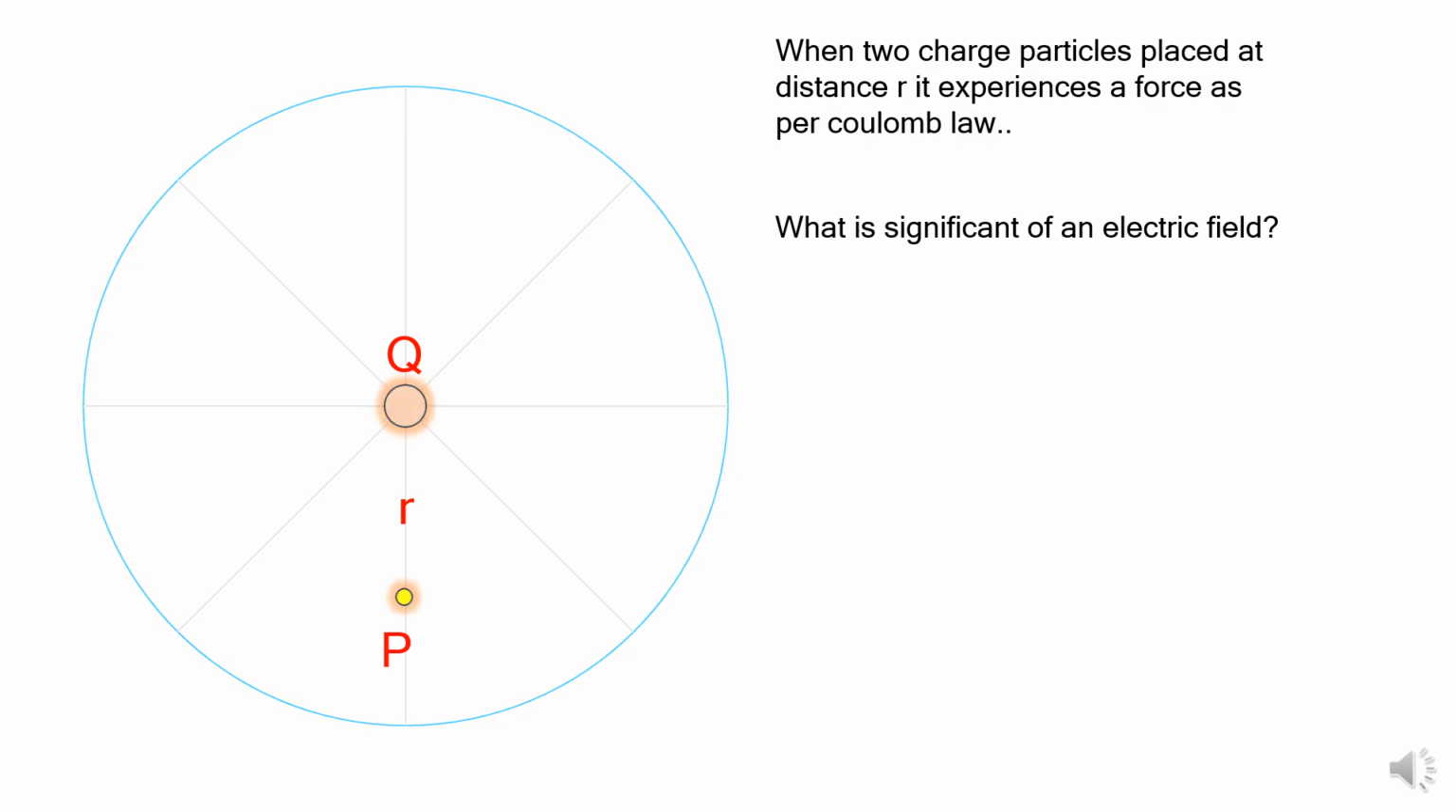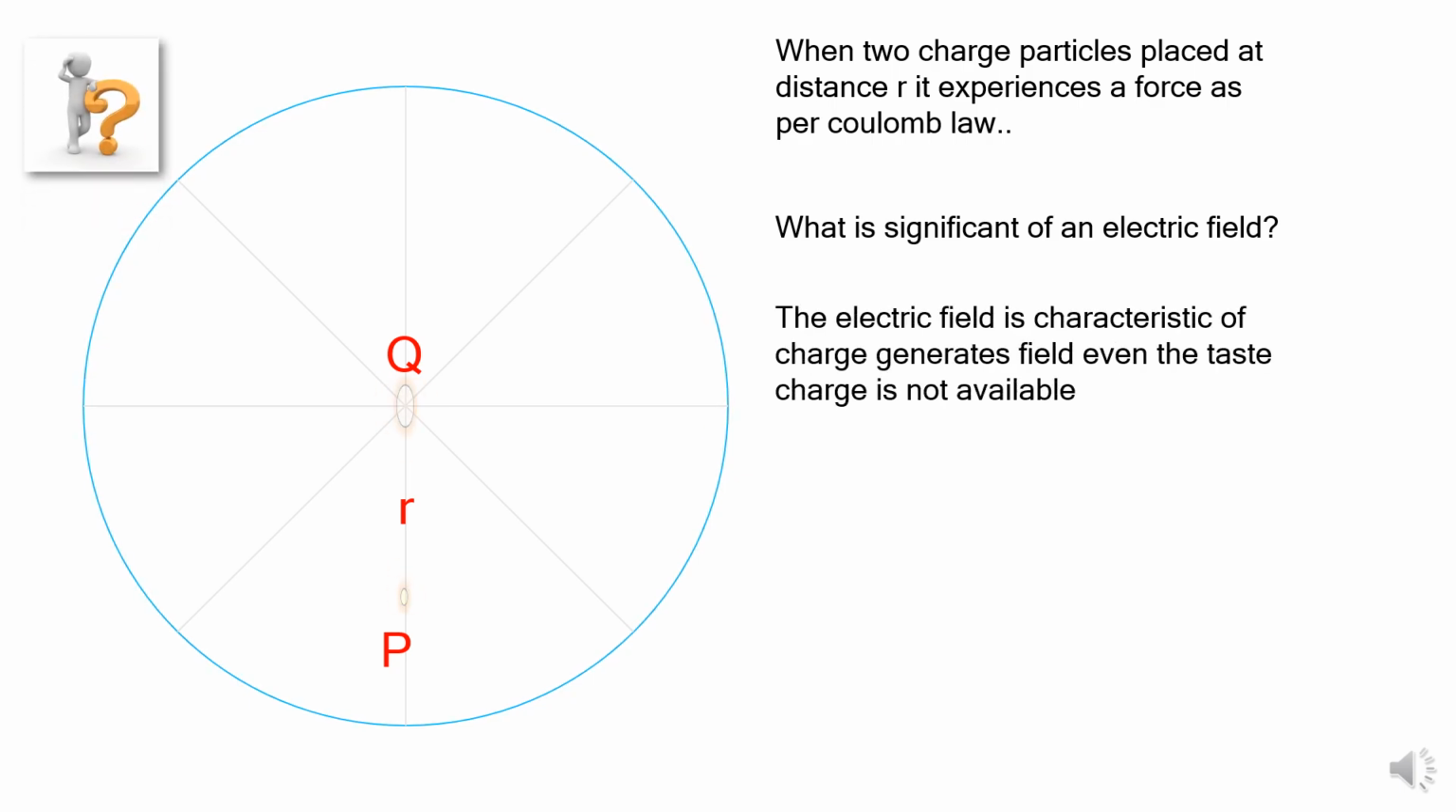Significance of an electric field. If I remove the second charge P, will it generate the electric field? Is it a characteristic of the charge? Even the test charge, what we understood, one is called the source charge Q and the second one, P, is called a test charge. If we remove the test charge, will the electric field continue? And what is the electric field? Again, the basic question. Let me try to explain with some presentation.